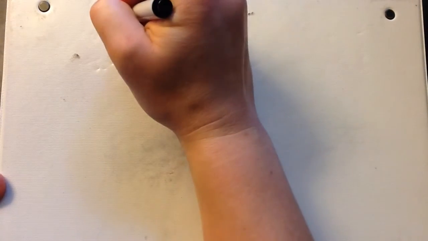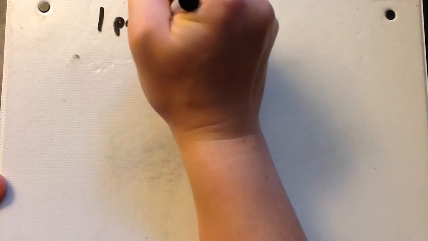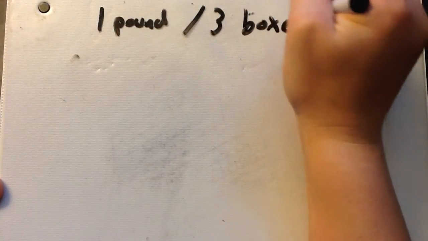All right, for 3, a cereal company uses 1 pound of oats for every 3 boxes of cereal they produce. Write an equation that represents how many boxes of cereal they can produce based on the pounds of oats they have. So we really only know one thing. They need to use 1 pound of oats for every 3 boxes of cereal.